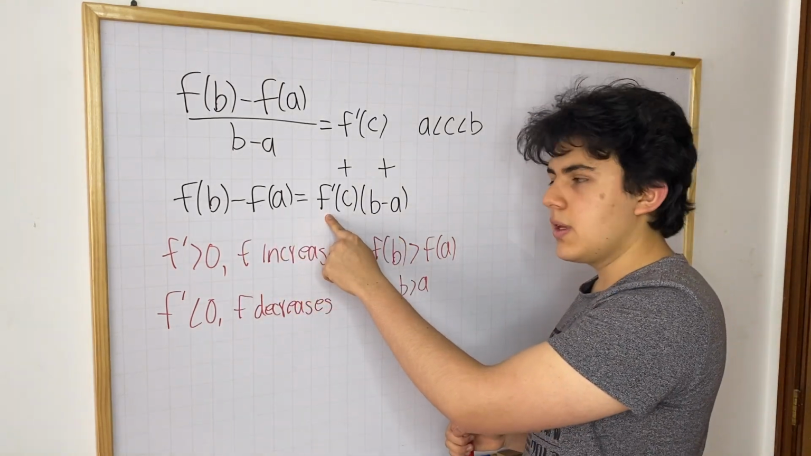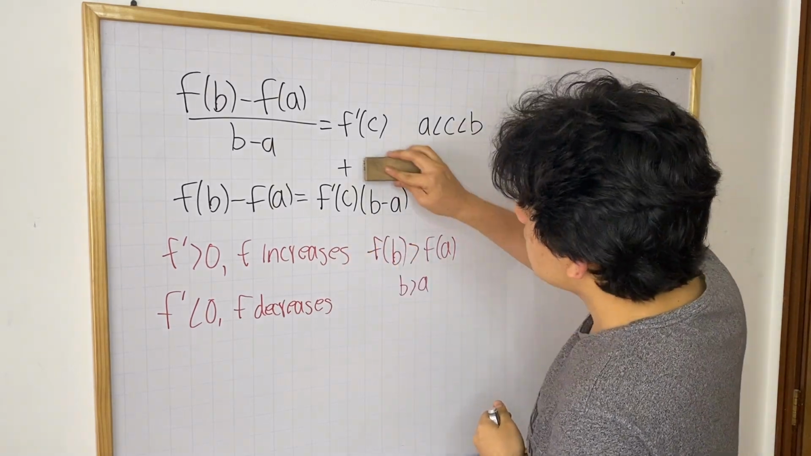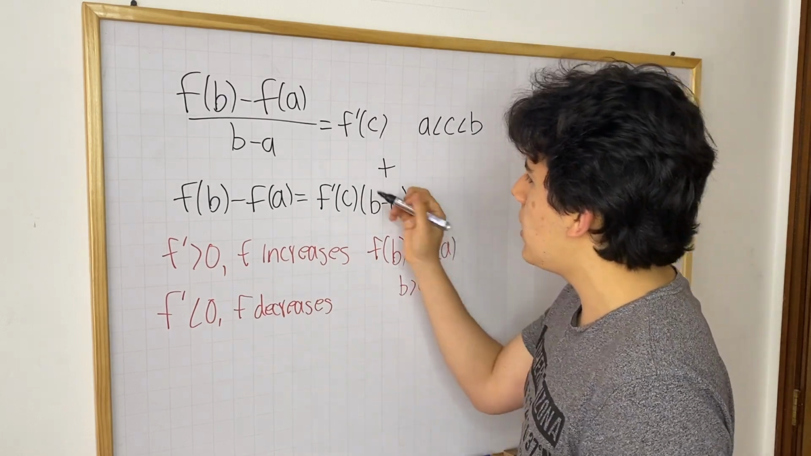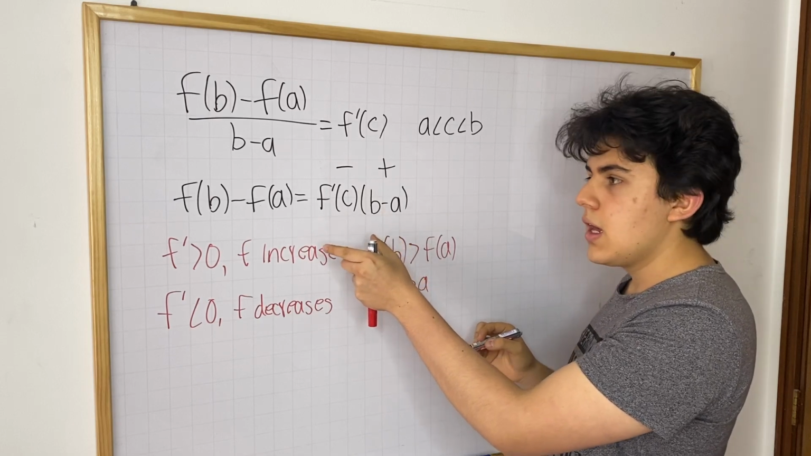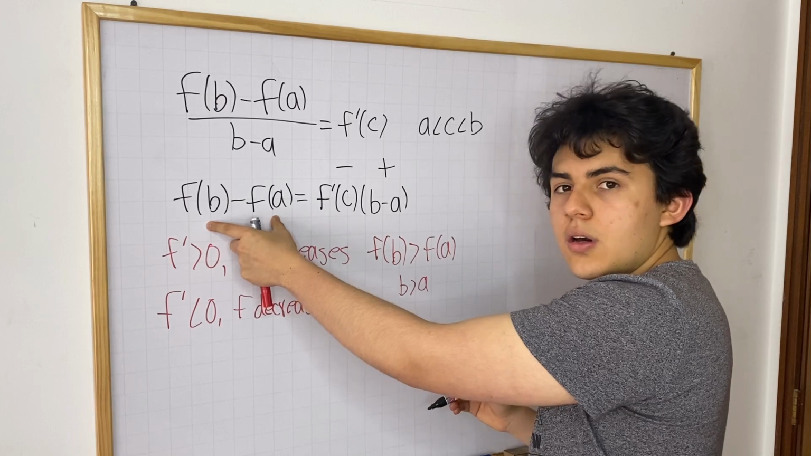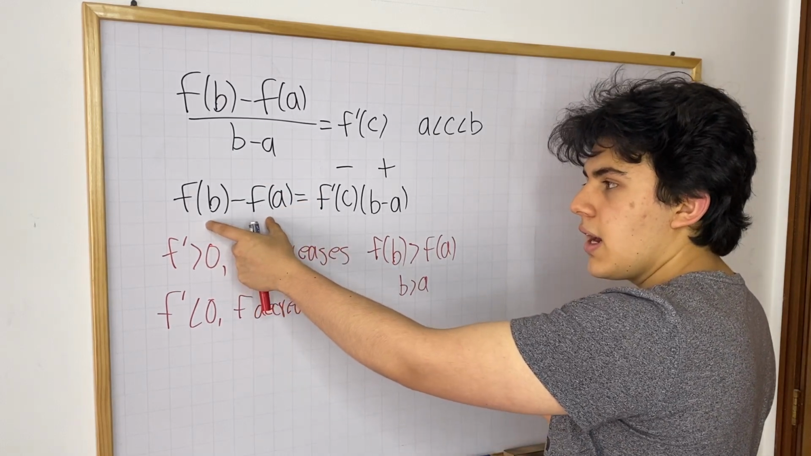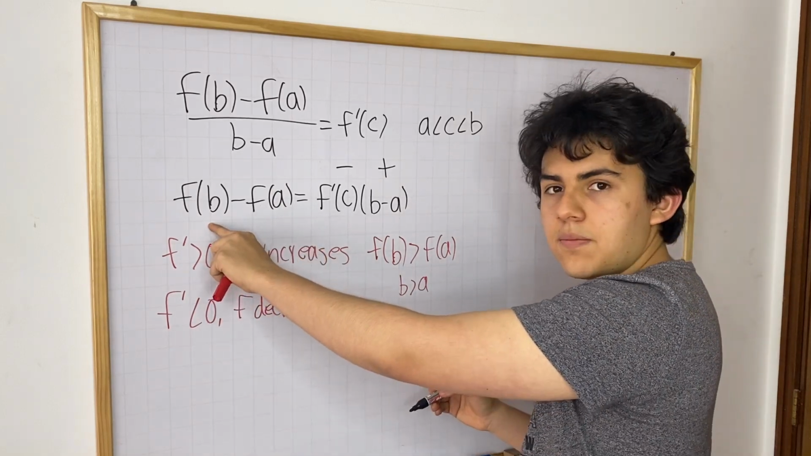If f prime is negative, then we know this quantity will be positive, but on the right-hand side of the equation, we will get a negative value, okay? Because we have negative times positive, and this will be negative. So if we get negative on this side, that means that this subtraction must also give us a negative number, okay? And the only way these two can yield a negative amount is if f(a) is greater than f(b), okay?